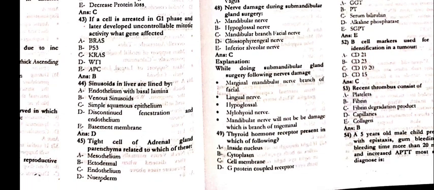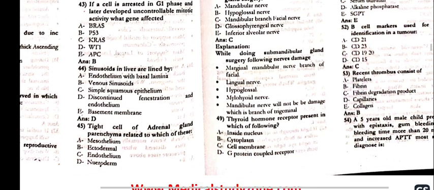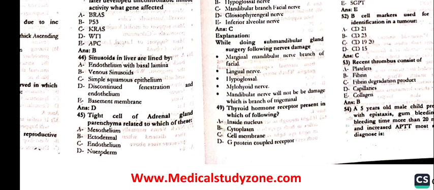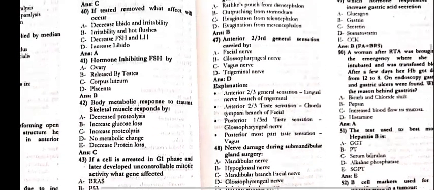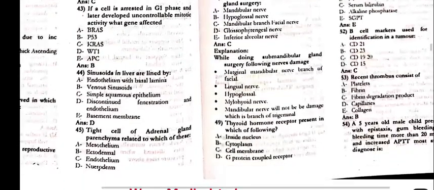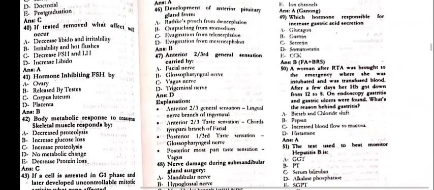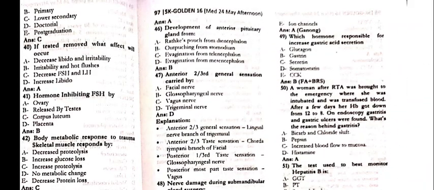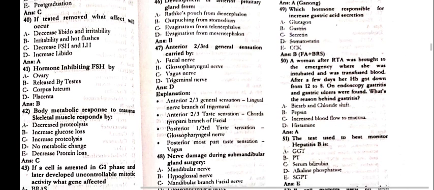44, the sinusoids in the liver are lined by discontinuous fenestrated endothelium. Tight cells of the adrenal gland parenchyma are related to which of these? That is alpha, which is mesothelium. Next, 46, development of the anterior pituitary gland is from the outpouching from the stomodeum. 47, anterior two-thirds general sensation is carried by the trigeminal nerve.